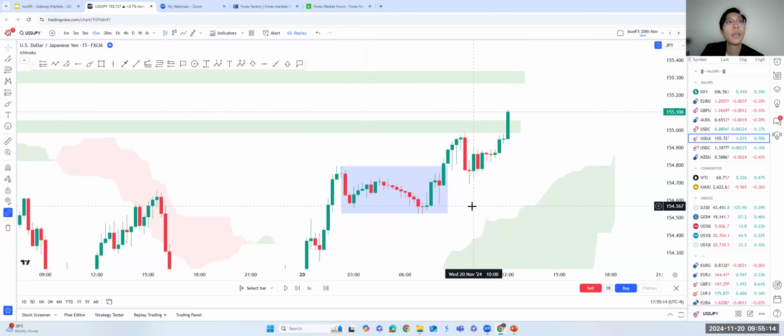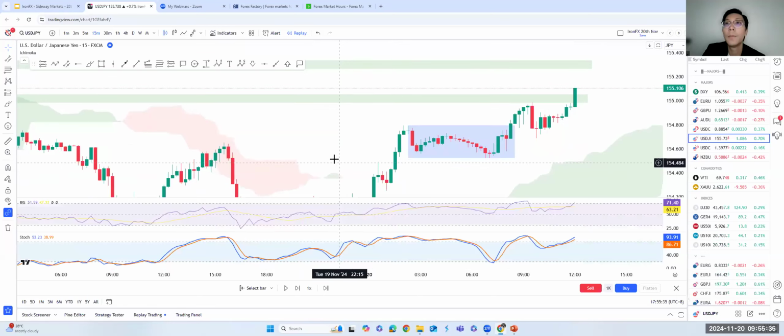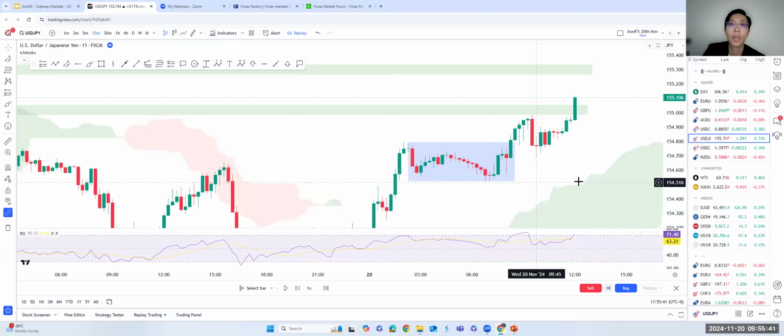Okay. Then the next thing I want to go through is, I would say, let's maybe instead of Bollinger Bands, okay, we don't need stochastic. We don't need stochastic.